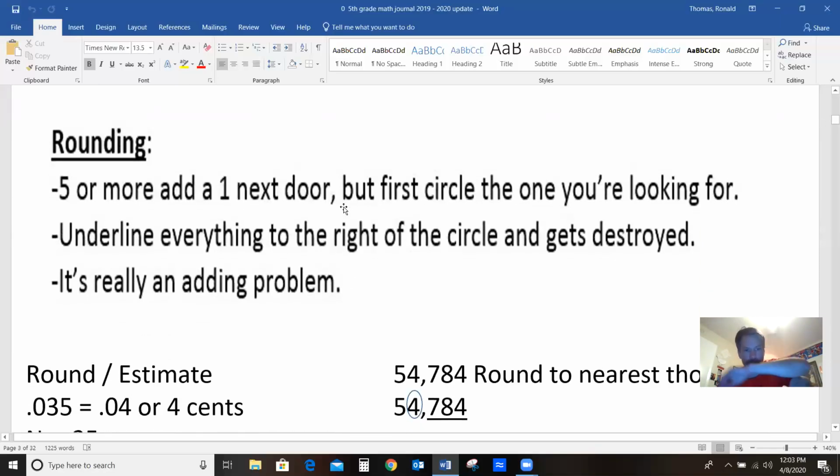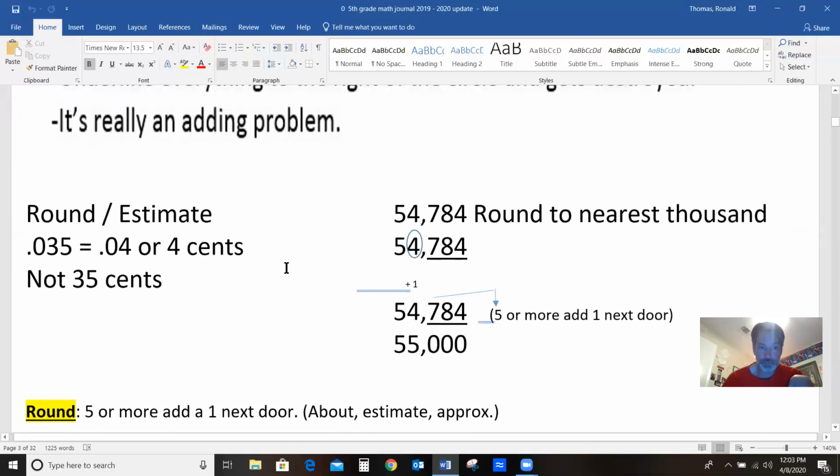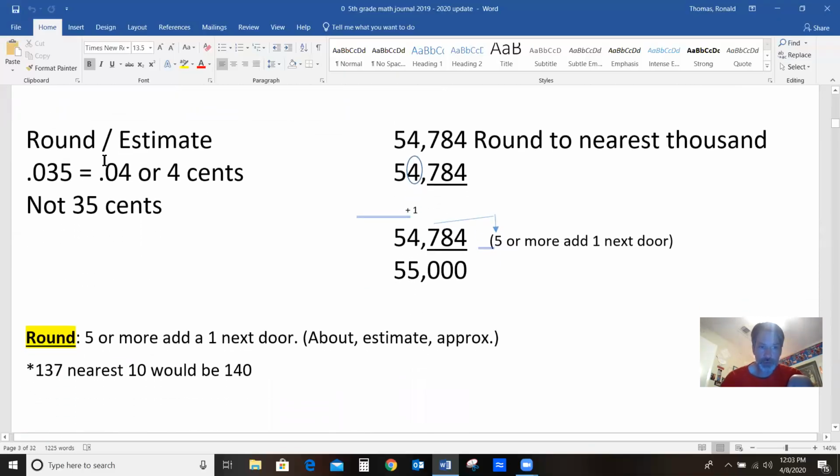Here's how you round. I said it earlier, but here we go. Rounding 5 or more, add a 1 next door, but first circle the one you're looking for. Underline everything to the right of the circle, and it gets destroyed. It's really an adding problem. Let's look at some and see. Round. Estimate. Oh yeah, you got to know that rounding, estimating, approximately, close to, about are words they use to mean rounding.